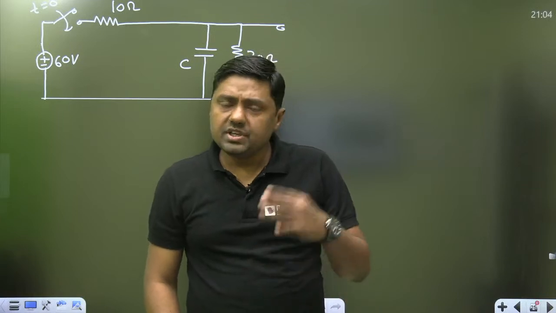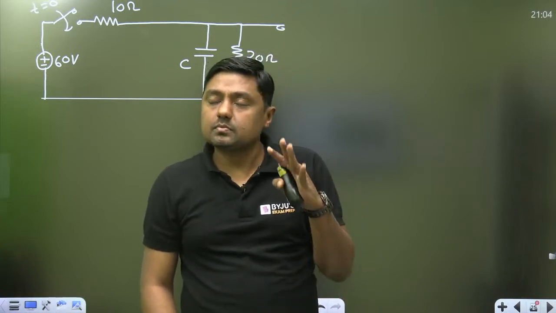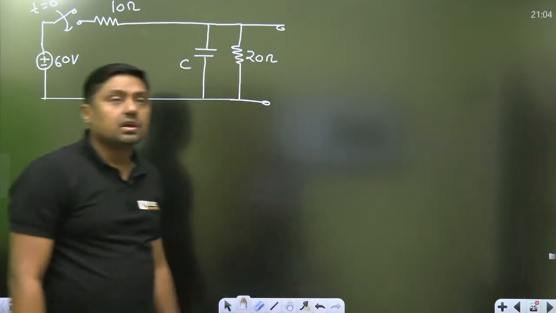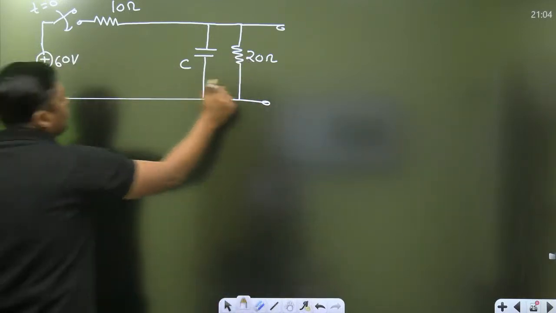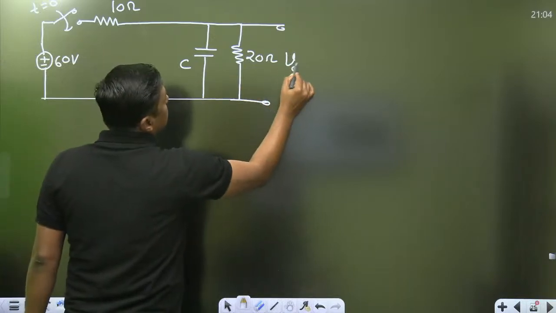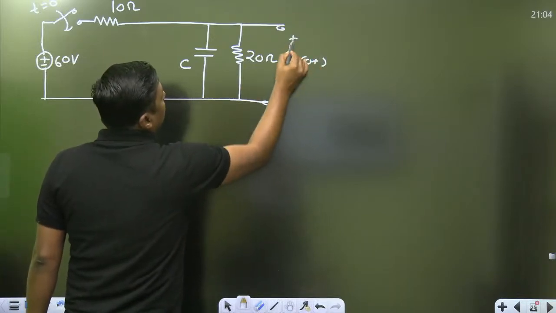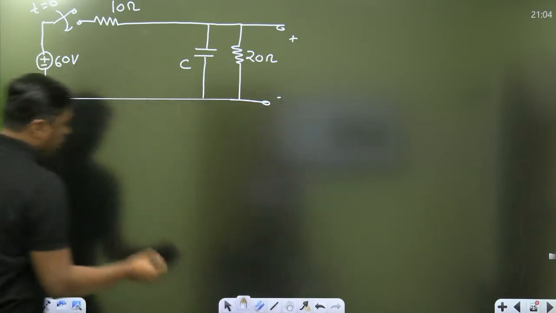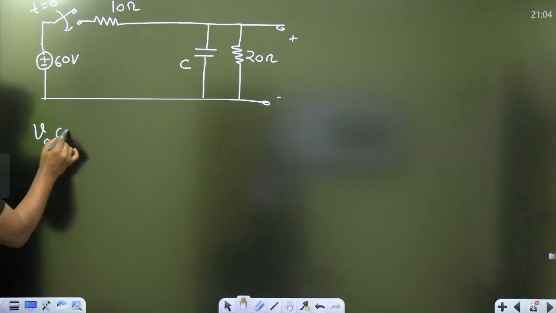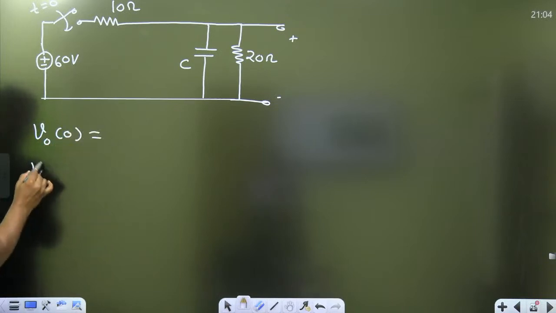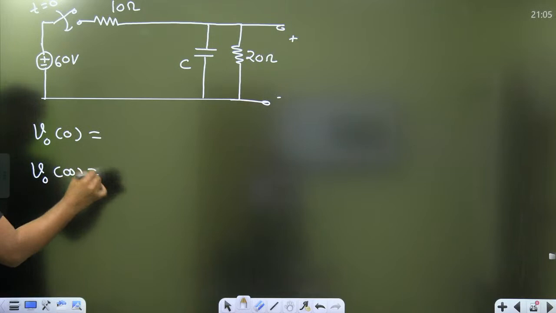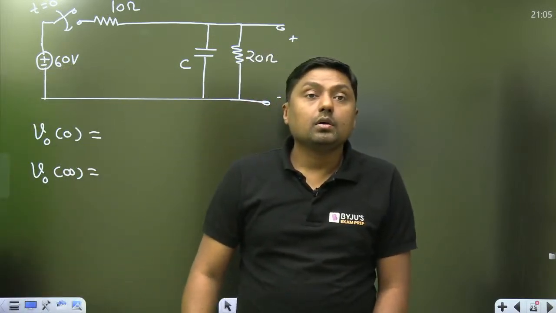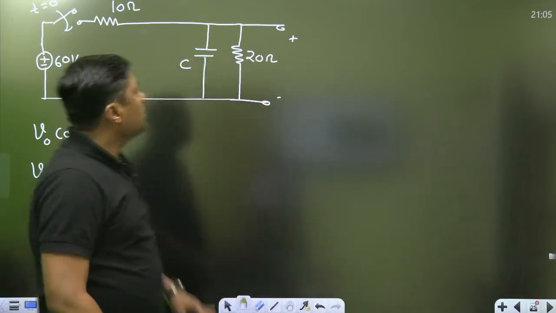Initially that capacitor is unenergized. So tell me, what is the initial voltage at this point? Everyone, what is the initial voltage and what is the final voltage? Tell me the answer. I am giving you a very important concept on impulse signal, everyone.